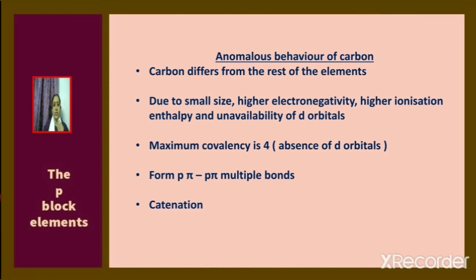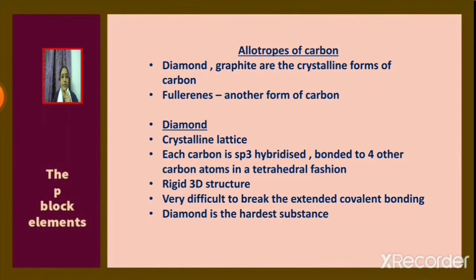Another property associated with carbon is catenation. We know that carbon can form bonds with other carbon atoms and can result in the formation of large molecules. So, this property is known as catenation. Allotropes of carbon. Diamond and graphite are the crystalline forms of carbon. Carbon also exists as fullerenes.